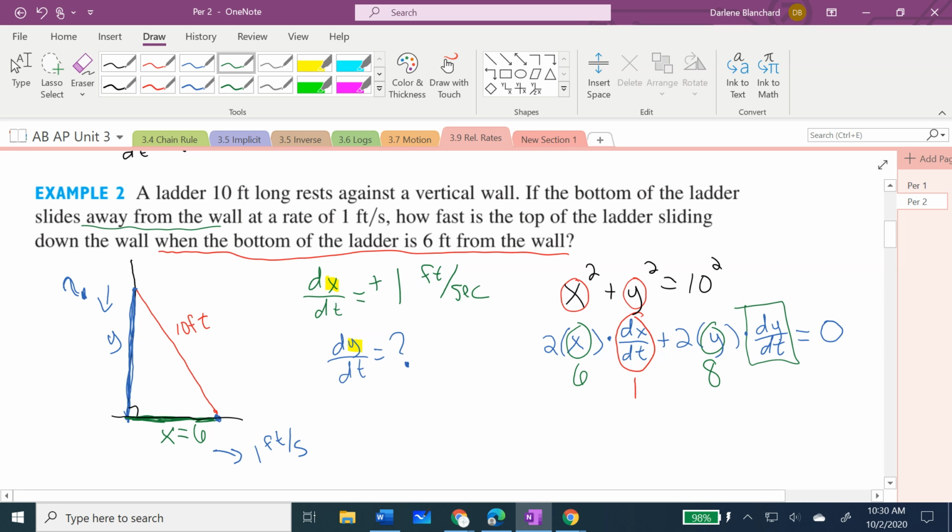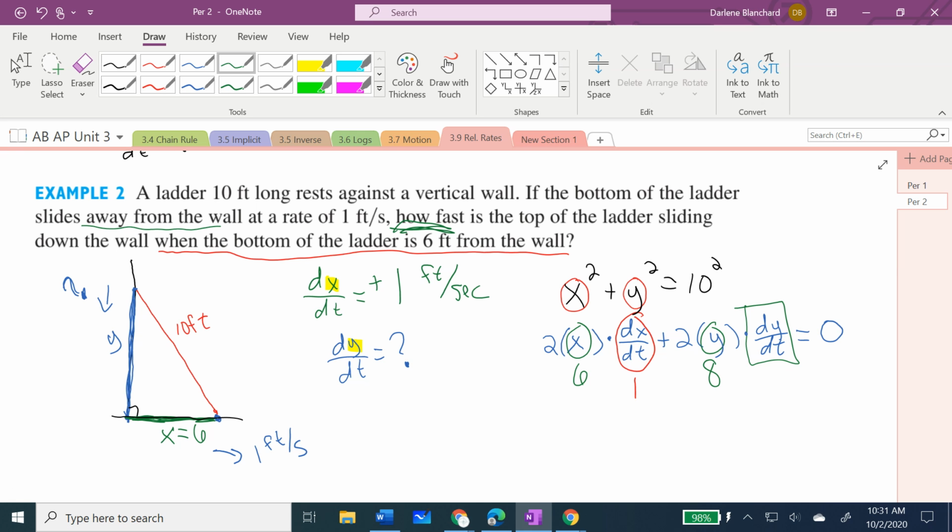Now, important about how you answer the question. This asked how fast is the top of the ladder sliding down the wall. It's asking for a speed. But when you answer the question, you want to say it is sliding down the wall at a rate, and you need to give a positive number. You're going to get a negative rate here because y is a shrinking quantity.